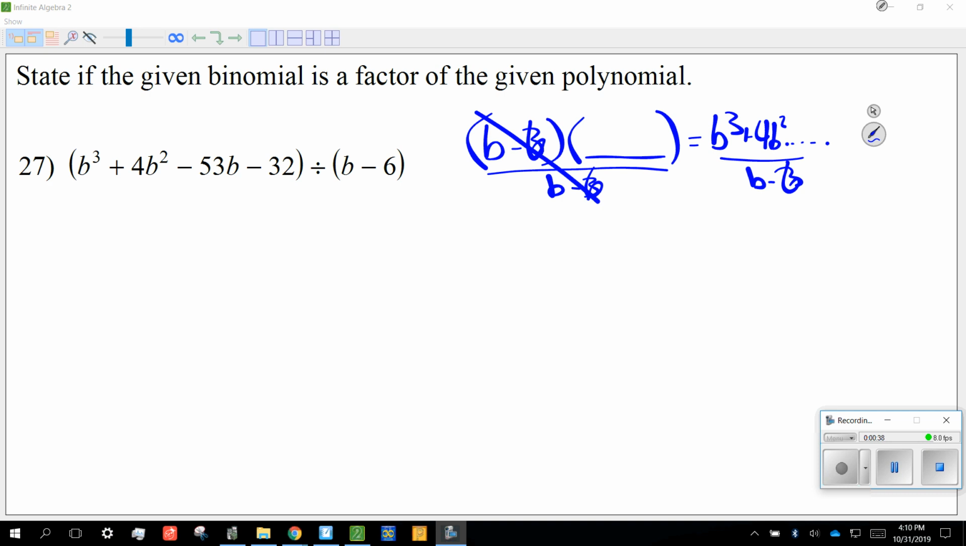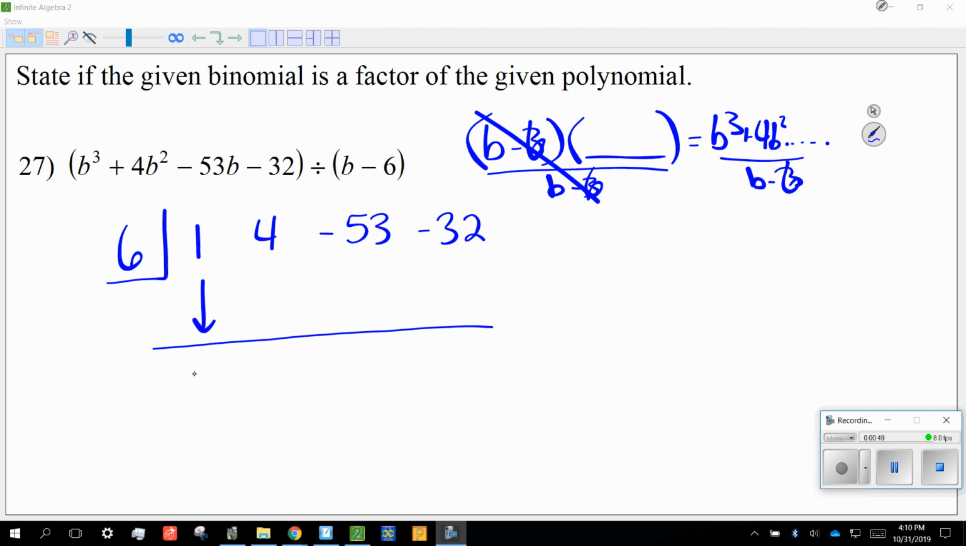Let's stop. So we put 6 in the box, and we just see if it divides evenly. If we get a remainder of 0, that means it is a factor. If we don't get a remainder of 0, then it isn't a factor. Things are not looking good.